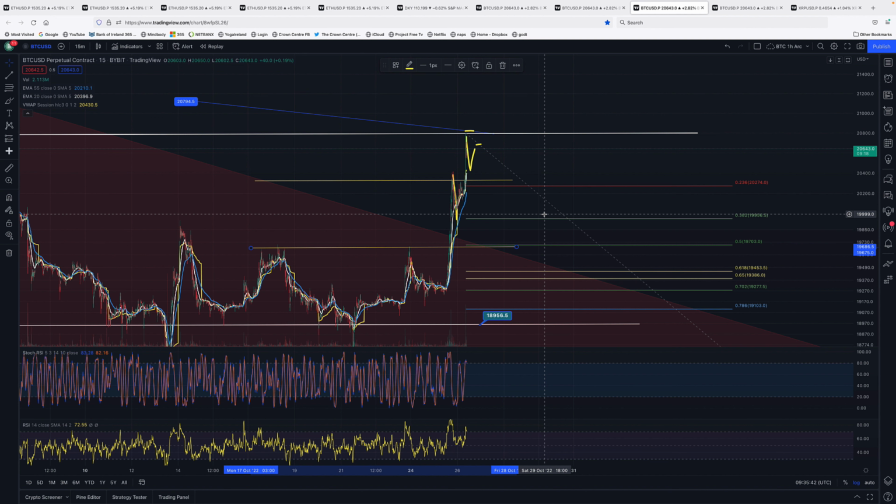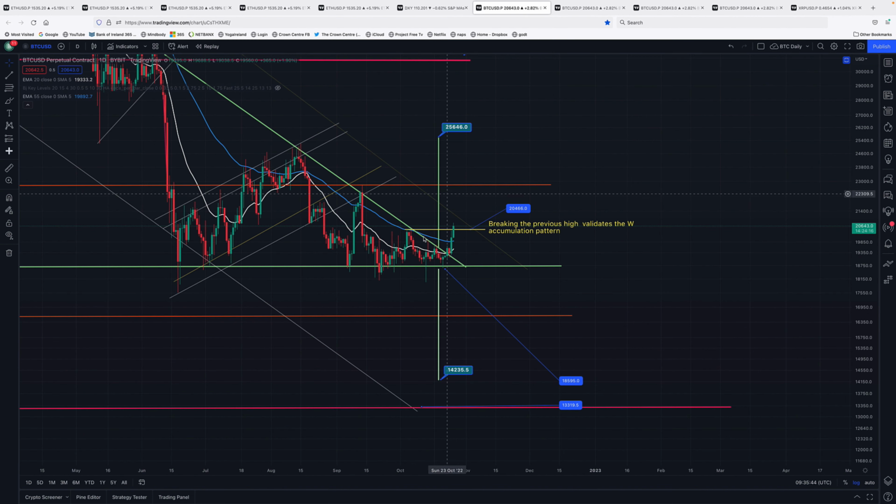So if we close 2 days below that beautiful W line here, then this W is invalidated, and all the daily goodness is lost. The 55 on the daily is also 20k, so if we don't manage to close above that, again we have a big line of support lost.